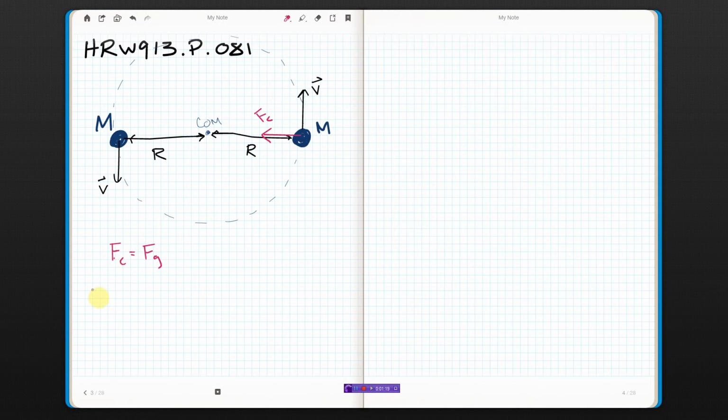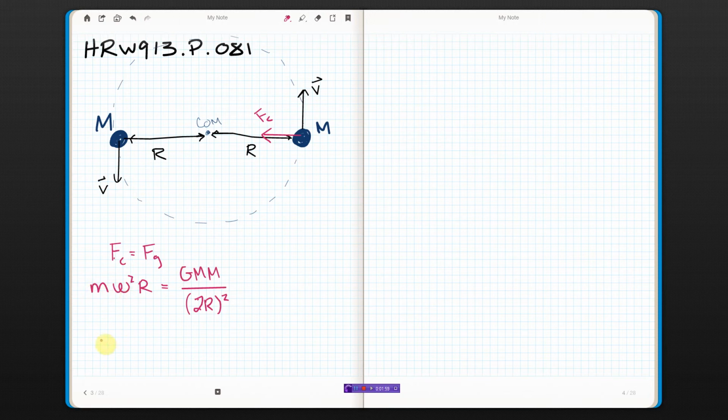Centripetal force in general is mass of your object times your angular velocity squared times the radius to the center of the circle. That equals the force of gravity, which would be G m1 m2, same m, so just G m m over the distance between them squared. Well, the distance between them is 2r because it's on the other side of the circle. So I get 2r, quantity squared.